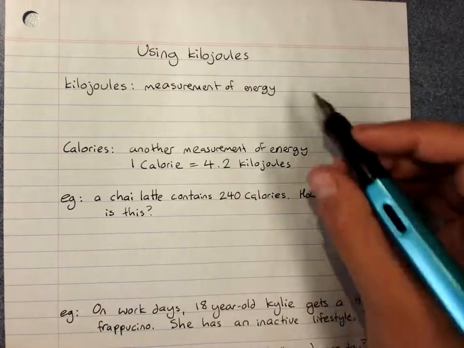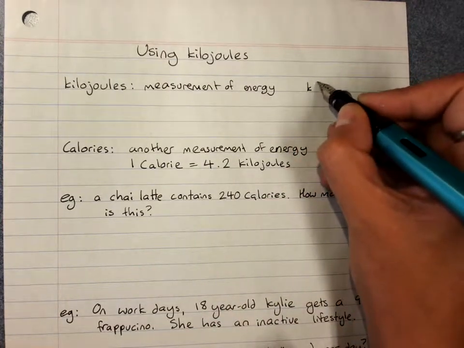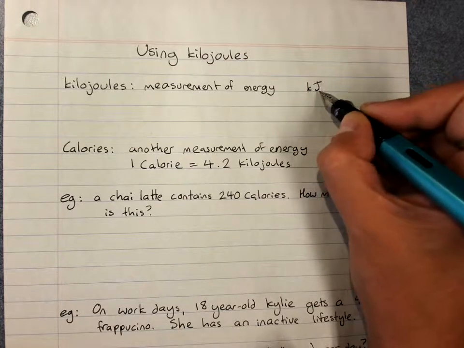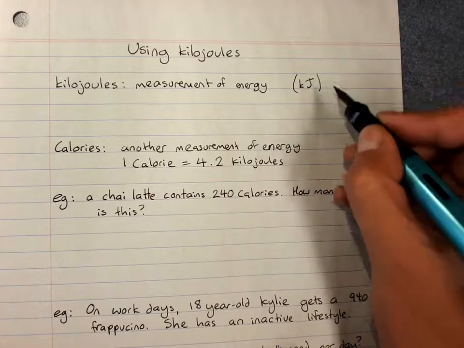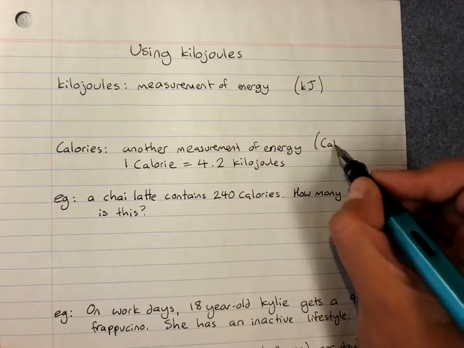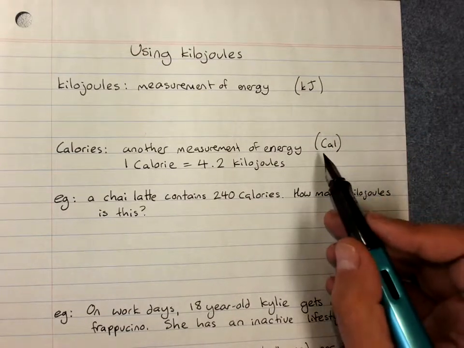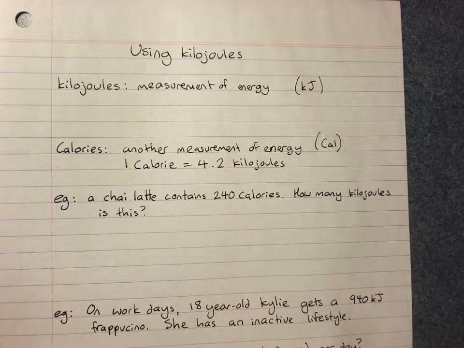The abbreviation for a kilojoule is kJ, little k, capital J, and the abbreviation for calories is cal. Now technically it should be a capital C, but I notice your textbook is often using a small c, and that's technically incorrect, but let's not get too picky.